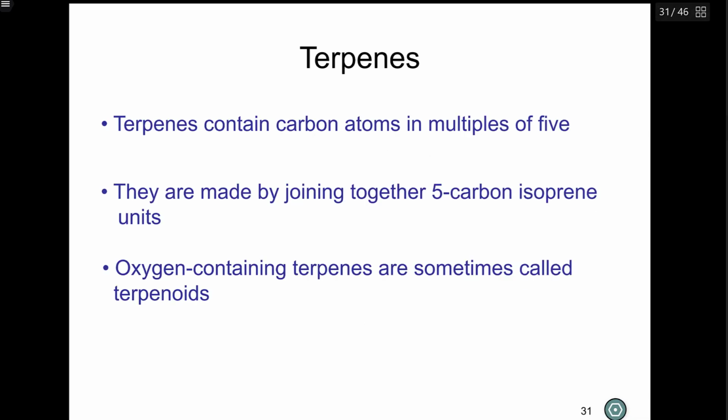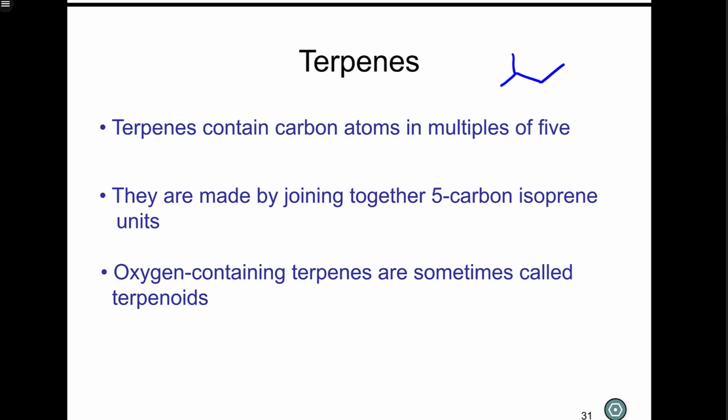Terpenes are interesting because they're made up of 5 carbon isoprene units. Now, an isoprene unit looks like this. It's a 5 carbon iso structure. And it turns out in the biosynthesis of terpenes, a number of molecules of this shape are joined to form different kinds of products, natural products.